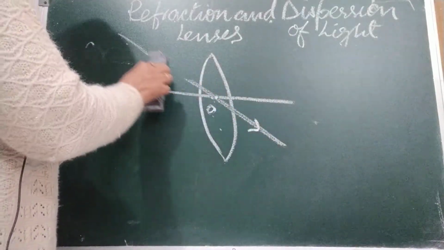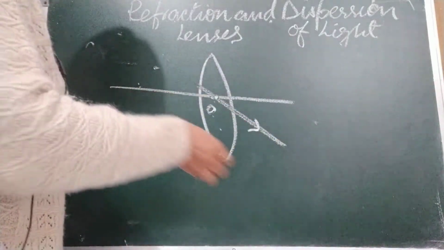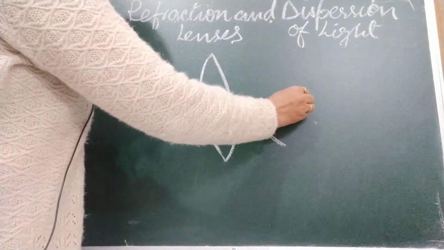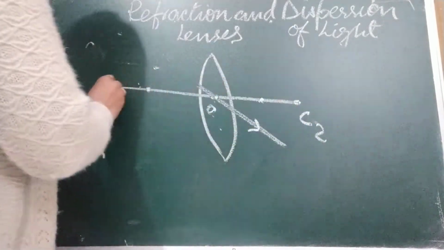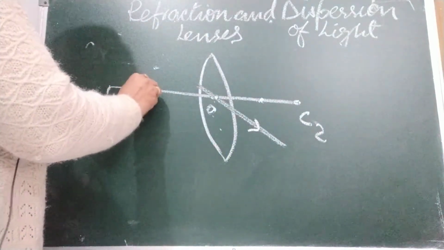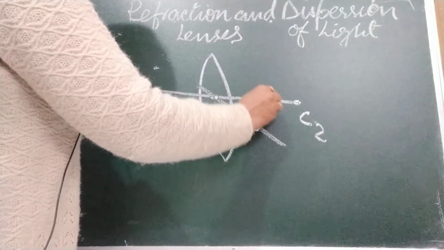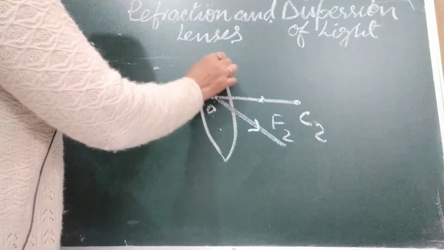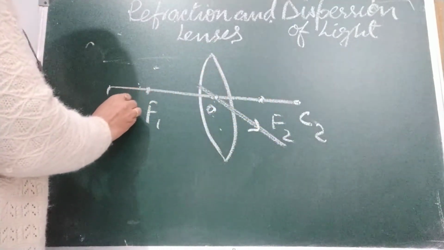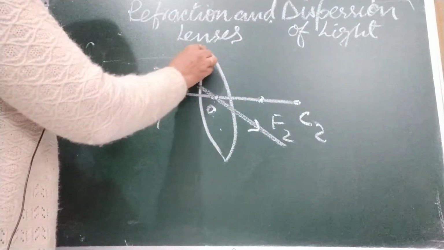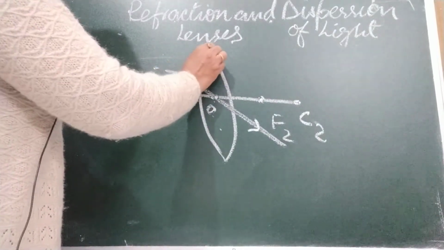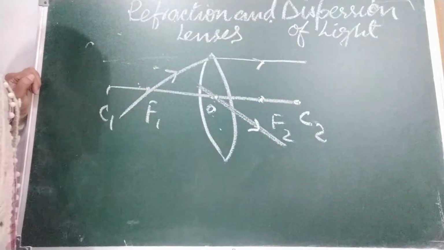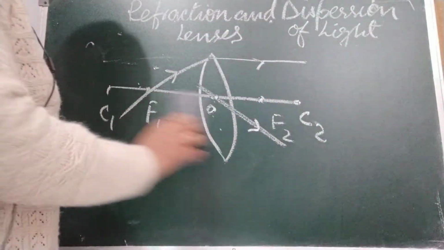And third, one ray which is coming through the focus. As I told you, there are two foci and two centers. This is C2, C1 and this is F1, F2. When the rays are coming parallel from this side, they meet at this focus. But if a ray is coming through this focus, it will move parallel to the principal axis. So you need to know these things very clearly.